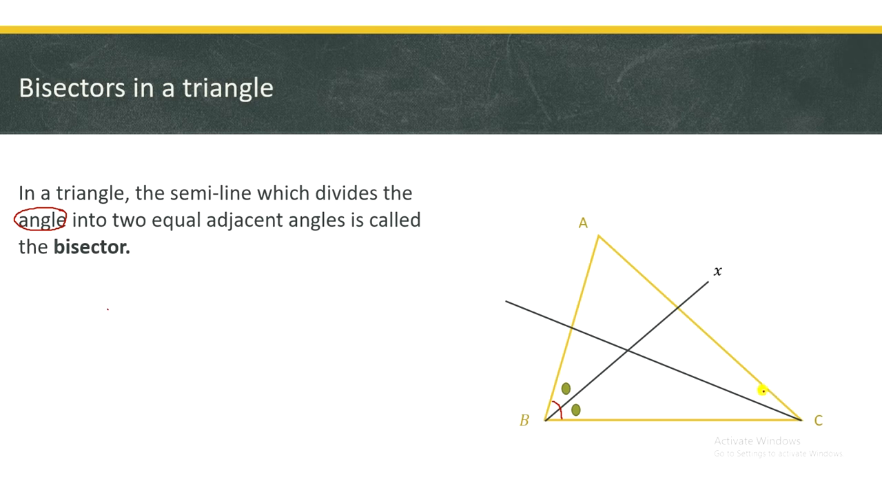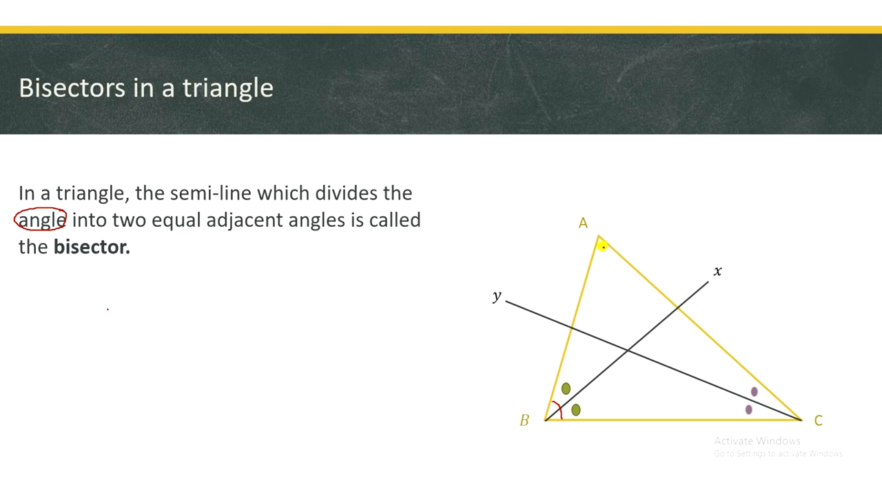The half of the angle C. Then draw the semi-line CY. CY is the angular bisector of the angle ACB. Let's divide the angle ACB into two equal angles, ACY, this angle, and YCB. So these two angles are equal. CY is the angular bisector using the protractor.